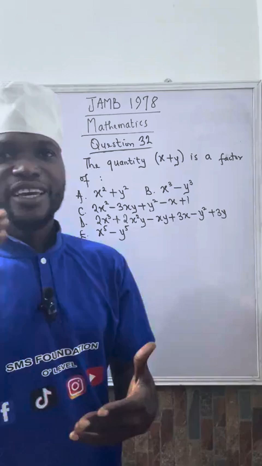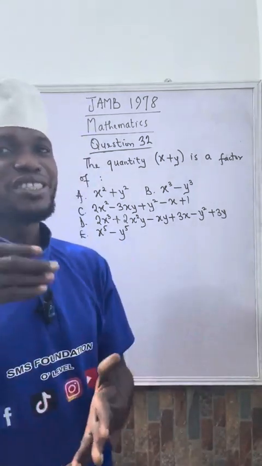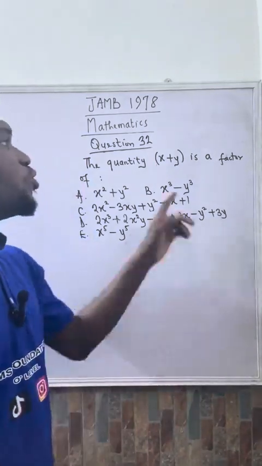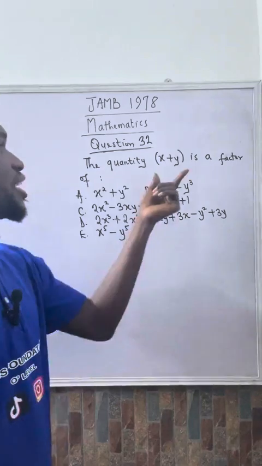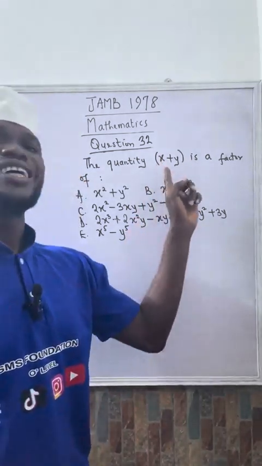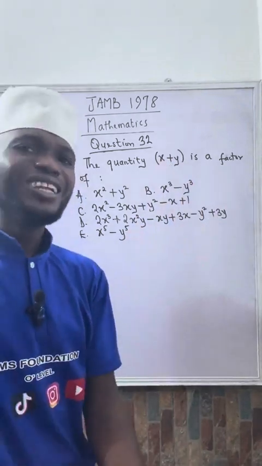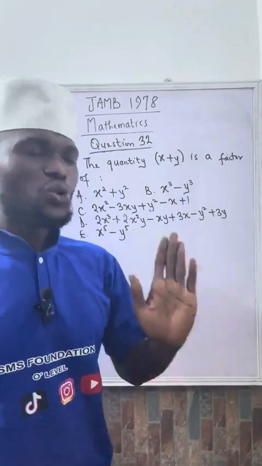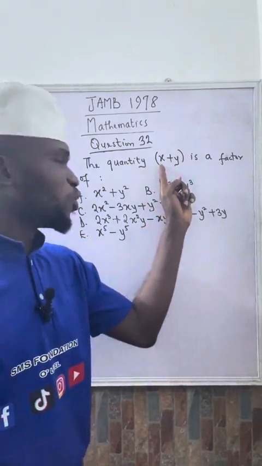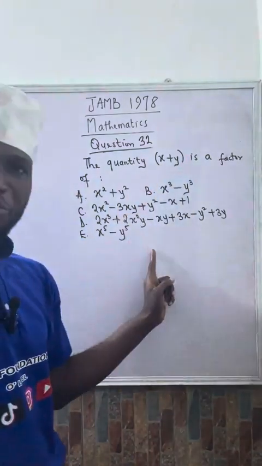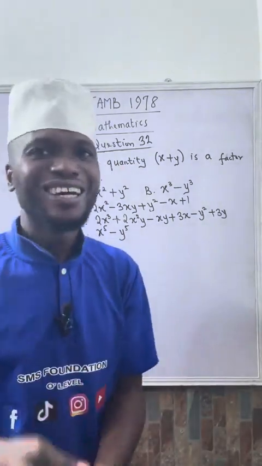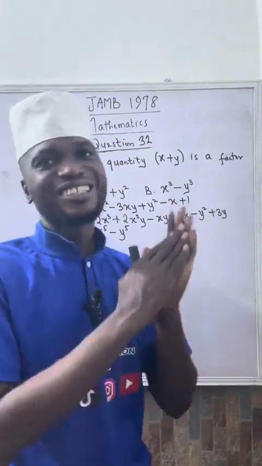There is a concept in polynomial called the factor theorem. So what do we mean by factor theorem? Factor theorem is telling us that if this is a factor of a particular polynomial, it means this factor can divide the polynomial and leave no remainder. So if you use this factor to divide any of these polynomials, the one that gives no remainder is actually the correct answer.